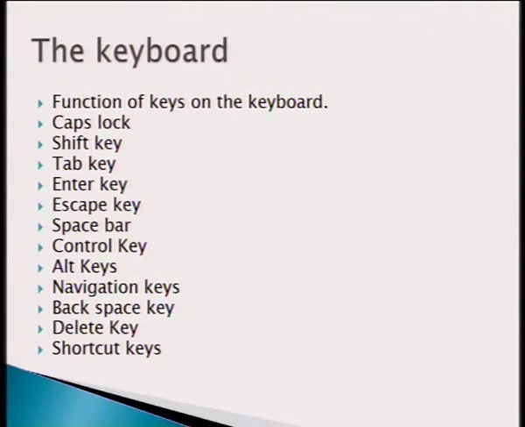Then the shortcut keys. These are keys on the keyboard that are used in conjunction with other keys. They provide a shorter way of performing a specific task. Say for instance, if you want to copy something, you use Control C. It's a shorter way of copying something. If you want to paste something, you use Control V. These are called shortcut keys. They provide a shorter or easier way of performing a specific task.